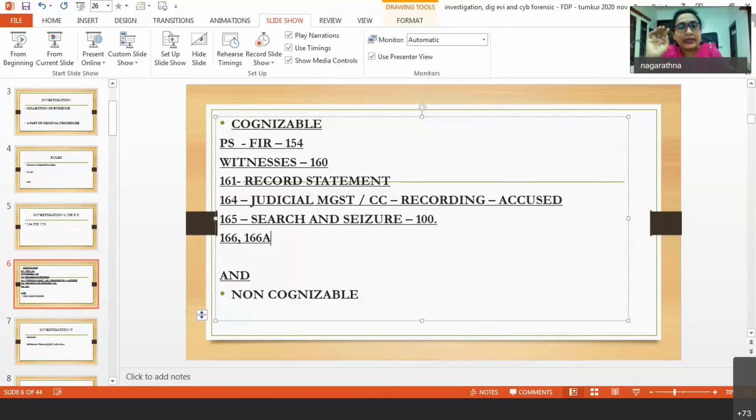To collect evidence from abroad, this is covered under 166A. 166A says that India should have an MLAT agreement with that other country. What is MLAT? Mutual Legal Assistance Treaty. Unless you have this treaty, that country will not cooperate with you. As of now, we have these treaties signed with around 50 plus countries. How about the rest of the countries? You don't have MLAT, which means they will not share information with you. So you need this MLAT agreement.